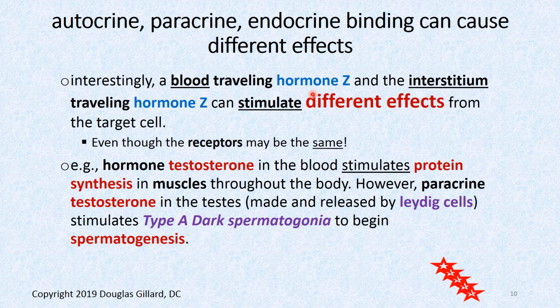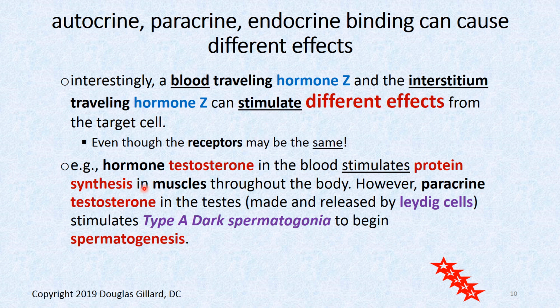The cells that travel longer through the blood, they bind to the same receptors, but those cells will have a different reaction. So it's kind of weird. We don't really understand why that is. But even though they have the same receptor, they can make different effects in different cells.